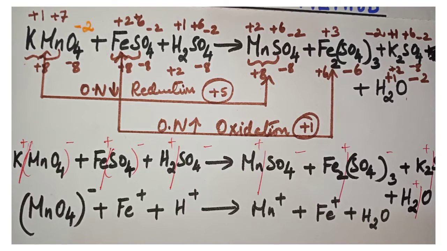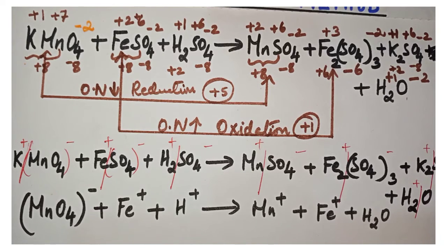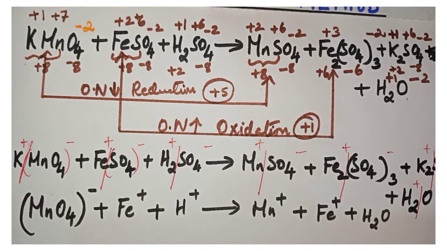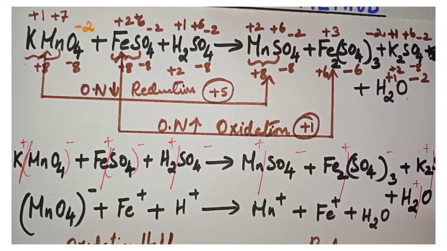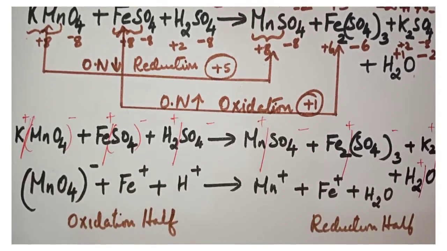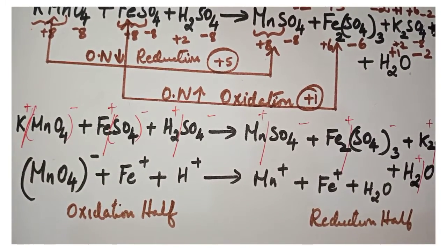This is the ionic form of the redox reaction. Now from this reaction I have to separate it into the oxidation half and the reduction half. So I write here the oxidation half reaction, and here the reduction half reaction. The ion which is undergoing oxidation, only that I will write on this side, whereas on the right side, the ion which undergoes the reduction reaction. So I just underline.